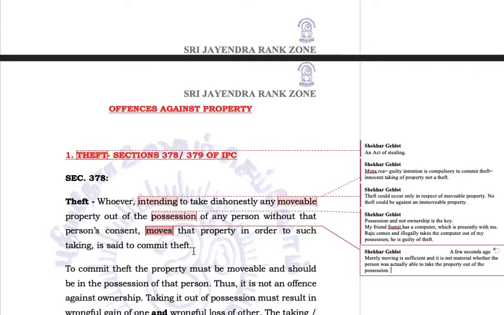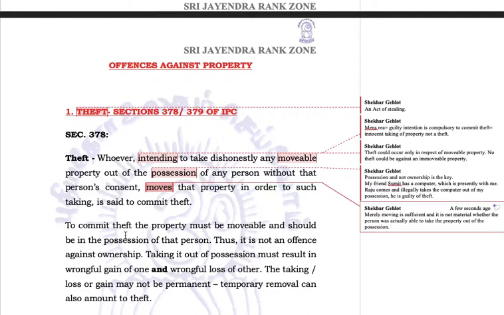Mere moving of the property with the intention to illegally take it out of the possession is sufficient. Even if ultimately one may not be able to take the property out of the possession, simply because he has attempted to move the property with the dishonest intention of moving the movable property out of the possession of someone without his consent, the offense of theft is complete. Now let us read this section again and you will understand what theft is. Whoever intending to take dishonestly any movable property out of the possession of any person without that person's consent moves that property in order to such taking is said to commit theft. Mere moving is sufficient.